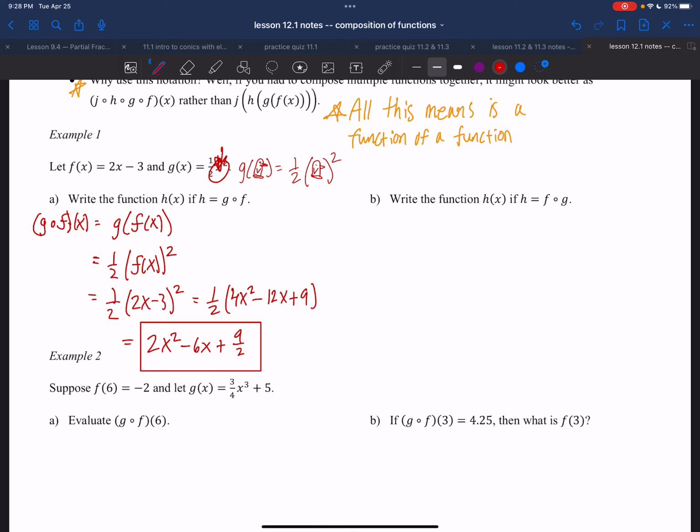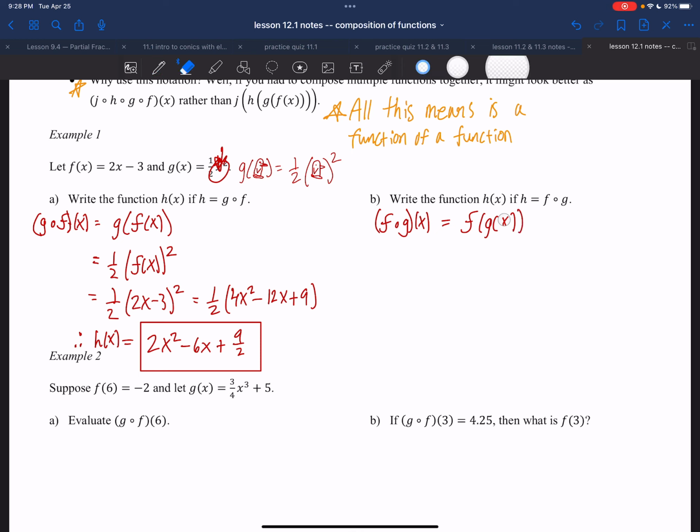Okay. So let's do the other one, and I'm going to use that other notation that I did. So find h of x. You say therefore h of x, because that's what my function is, it's a new function, h. So let's find h of x if it's f composed with g. So f of g of x. f composed with g of x just means f of g of x.